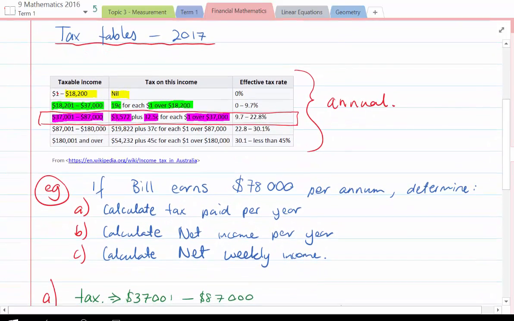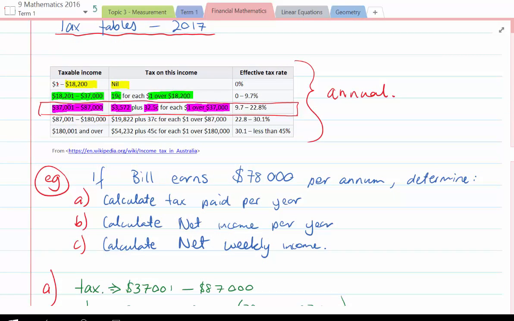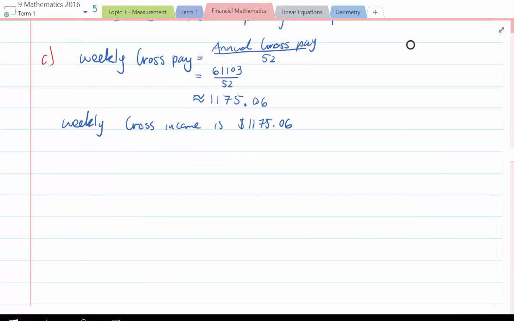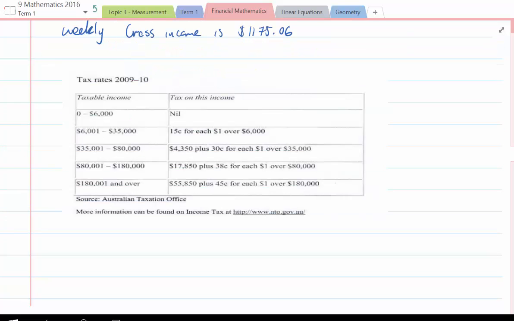Now, there are other tables that exist. For example, in the worksheet that you'll be looking at, the table is a 2009-10 table. Now, it works the same way. It's just these values are a little bit different. There's been changes over the last few years. So I'm going to show that table very quickly. Okay, when we look at the 2009-10 table, you can see it's pretty similar. The big difference here is that tax-free threshold. So only people earning up to $6,000 had no tax to pay. And after $6,000, they had to start paying tax.